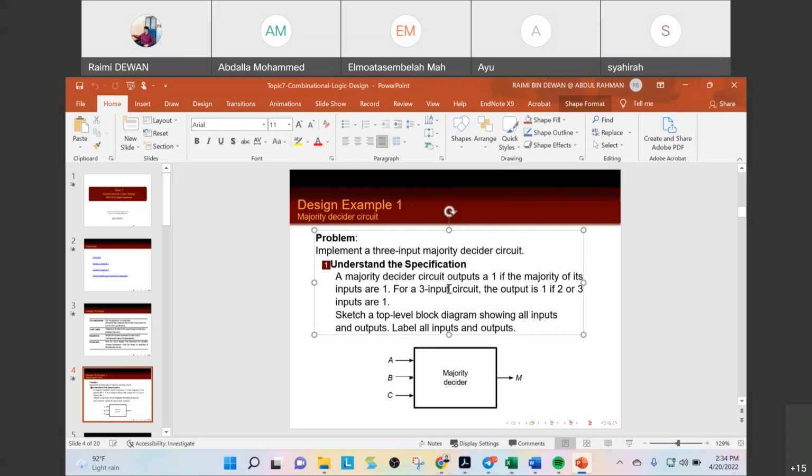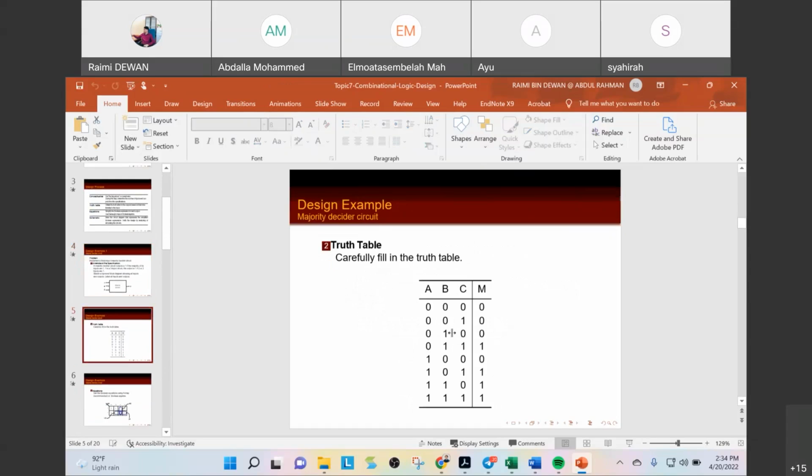This is in my lecture video if you didn't watch it. So you see here, we know the input, we know the output, however we don't know the logic gate yet. We will do it at the final process. So that's why we create a black box first to represent our majority decider circuit. Second is you come up with a truth table with A, B, C and all the possible combinations. If it's 3 bits, 2 to the power of 3 is 8, meaning you should have 8 input combinations and 8 possible outputs.